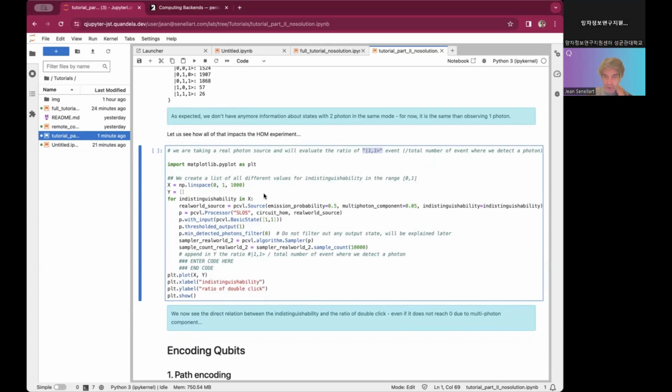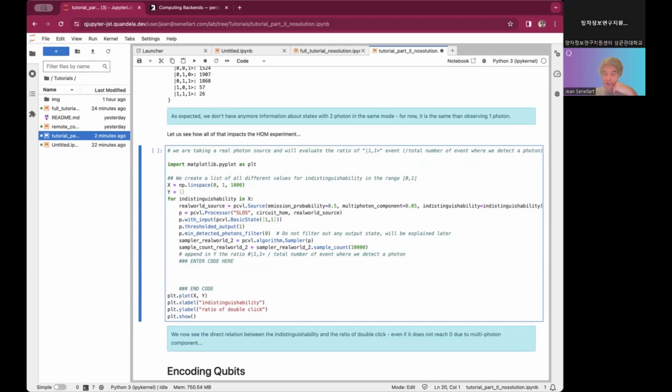So here I want to make this vary. I'm taking a real world source with an indistinguishability that will vary between 0 and 1, in 1,000 steps there. I'm taking my processor, I'm sending 2 photons as input, I'm using a thresholded output, and then I'm doing my sampling. I'm taking 10,000 shots here, and then I would like to be able to calculate the ratio of 1 divided by the total number of events. I let you think about that for 1 second.